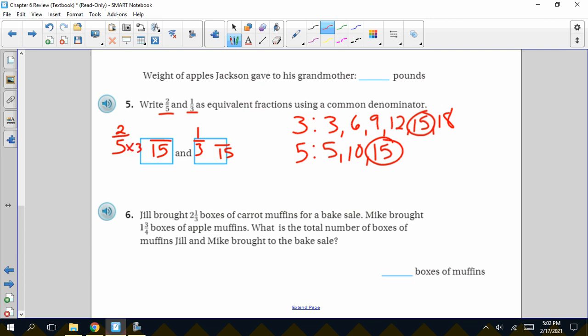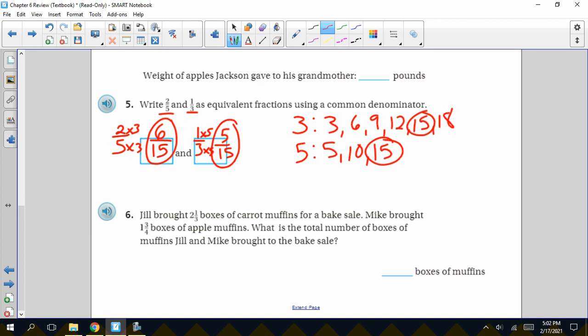5 times 3, so we will also do whatever you do to the bottom, you do to the top. So we get 6/15. 3 times 5 gets me 15, so I do 1 times 5, and we get 5/15. So the least common denominator is 15, and we made equivalent fractions there with 15 as the denominator.